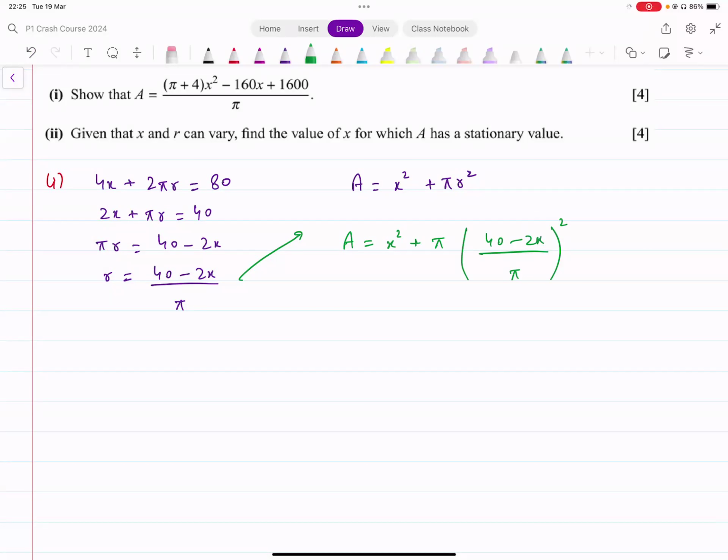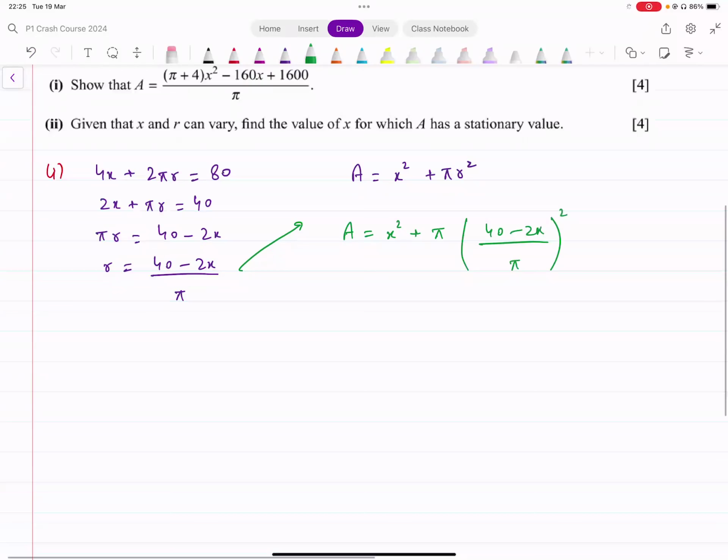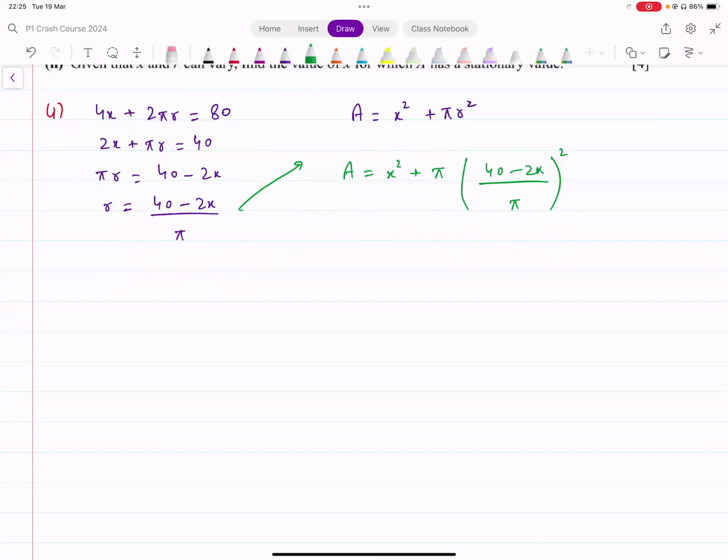Right? That's what we end up getting from this. Now let's simplify everything. We have x squared plus pi into (40 minus 2x) whole squared. Let's expand this, (a minus b) whole squared. What does this become? 40 squared, that's going to be 1600, minus 2 into 40 into 2x, that's 160x, plus (2x) whole squared, that's going to be 4x squared. That's what we have in the numerator.